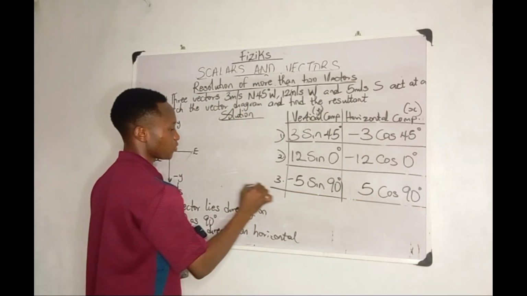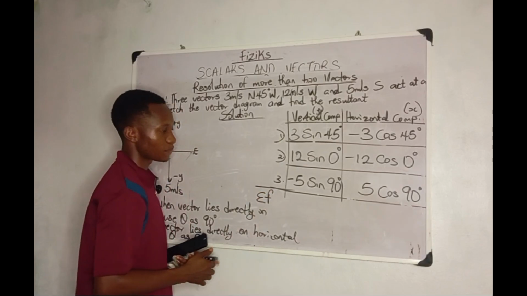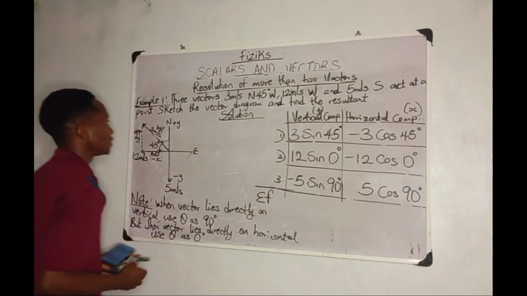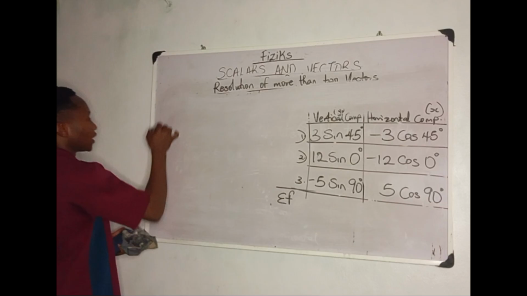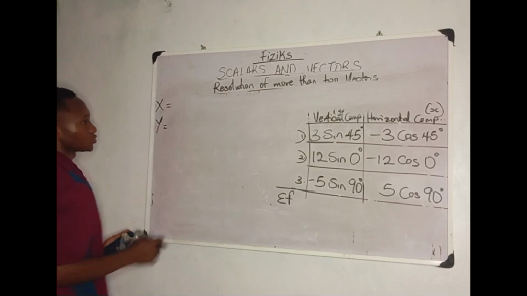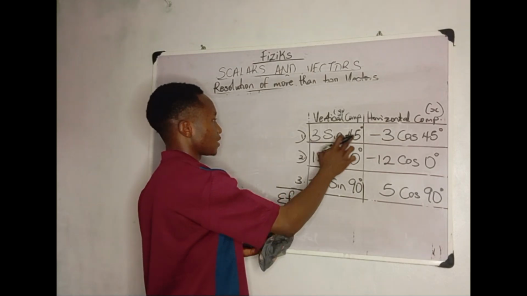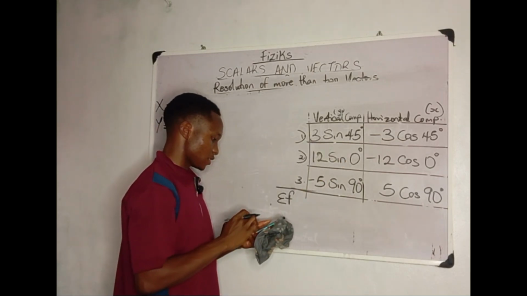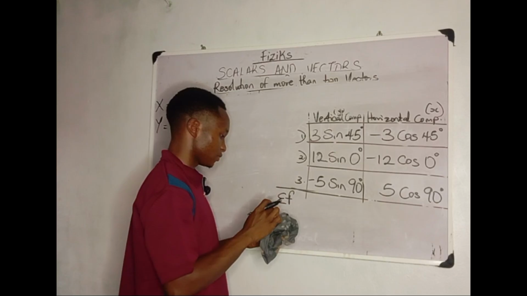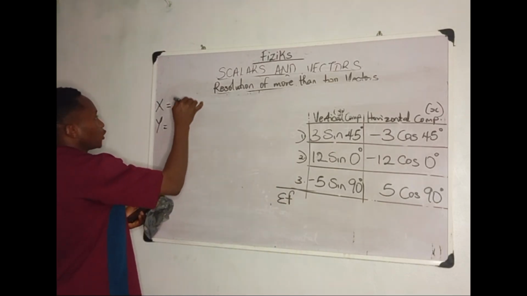Now the next thing is to find the sum. Let's find the sum of all of them. Now looking for the sum, we have the x-axis, we have the y-axis. Let's do this together. Now if you come here, 3 sine 45. That's going to give me 2.12.